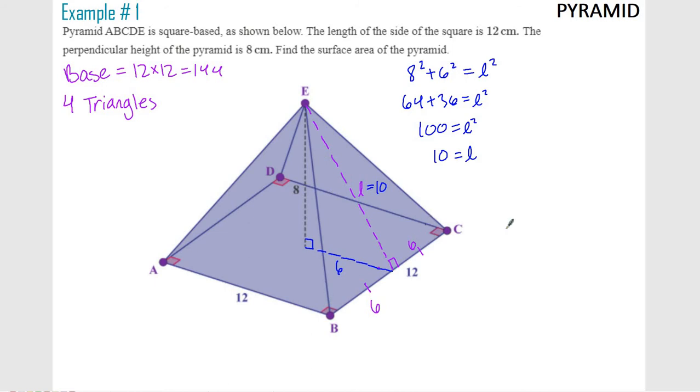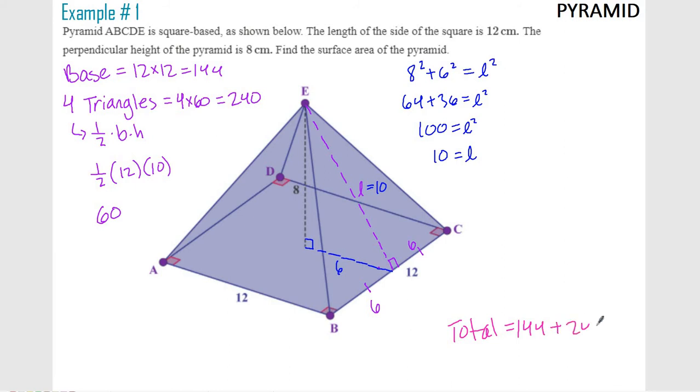So now we can find the area of a triangle. So we go back over here. So the area of a triangle is 1/2 base times height. So the base is 12 and the height is 10. So we get 60. And since we have 4 of them, that's going to be 4 times 60. So that is 240. So our total, use a different color, why not? Our total is going to be 144 plus 240. So we get 384. Okay, well, centimeters squared, because surface area. All right.